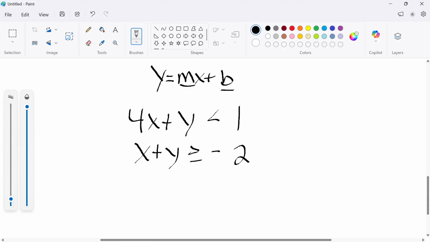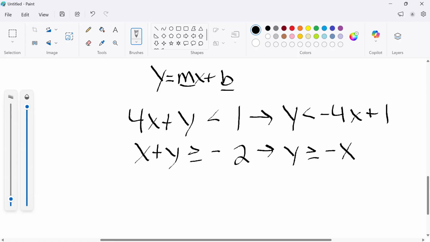And then, is it less than? Yeah, less than 1 means it's going to be a dotted line and below it, and greater than or equal to -2 means it's going to be a solid line and above it. So I'm going to put this one in that format. I'm going to do y is less than -4x plus 1. And for this one, y greater than or equal to -x minus 2.